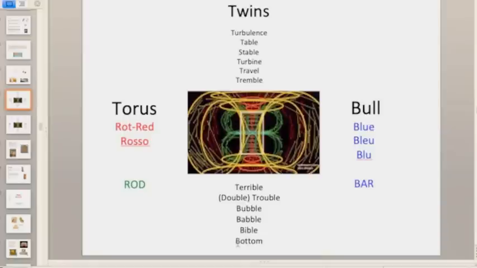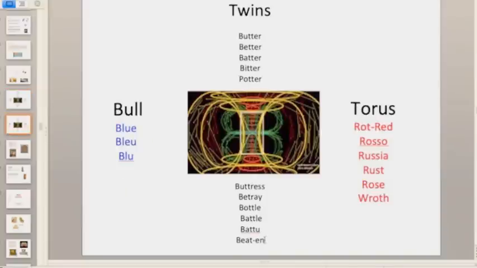Here it's blatant, bottom. Bot is the root for both, and tom means twin. And these are bull Tor words. Butter, turning the butter, Taurus. Better, batter, bitter, potter. The potter turns his wheel. Buttress, bull Taurus. Betray, bull Taurari.